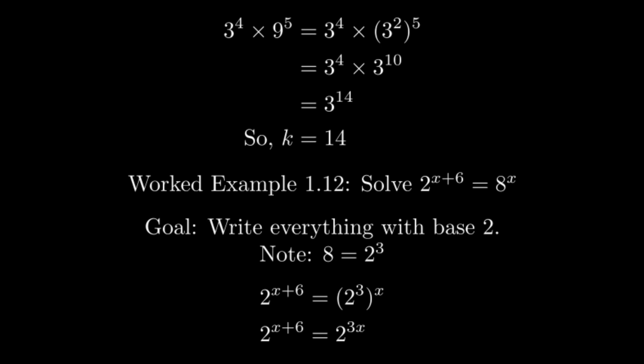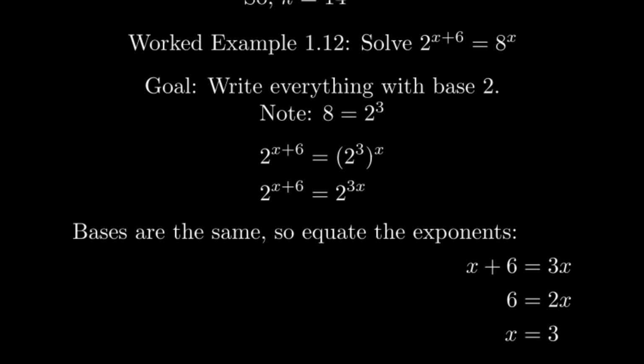On the right side, we have a power to a power, so we multiply the exponents to get 2 to the power of 3x. Now we have the same base, 2, on both sides. This means the exponents must be equal, so x plus 6 must equal 3x. Solving this simple linear equation, we subtract x from both sides to get 6 equals 2x, and then divide by 2 to find that x equals 3.